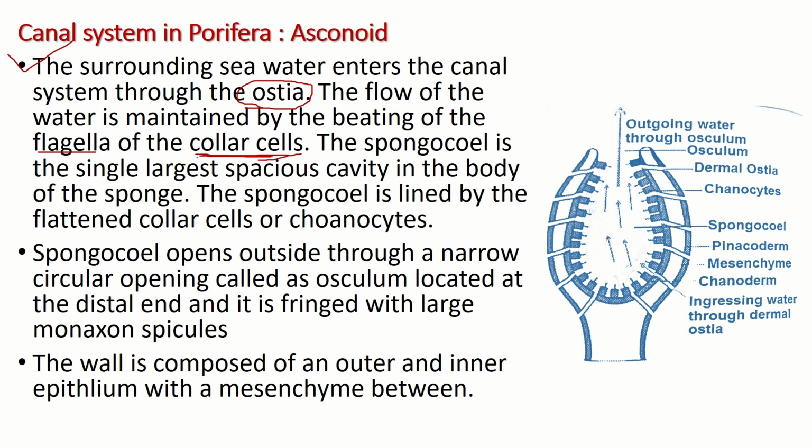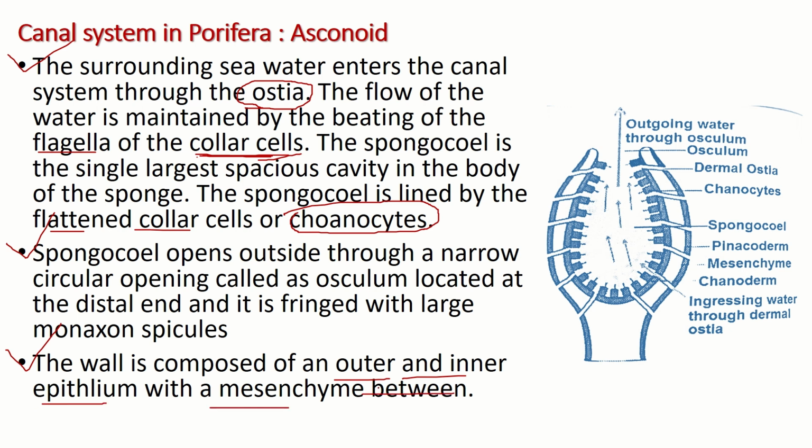The spongocoel is the single largest spacious cavity in the body of the sponge. The spongocoel is lined by flattened collar cells or choanocytes, a special type of cells. The spongocoel opens outside through a narrow opening, the osculum, located at the distal end, and it is fringed with a large number of monaxon spicules.